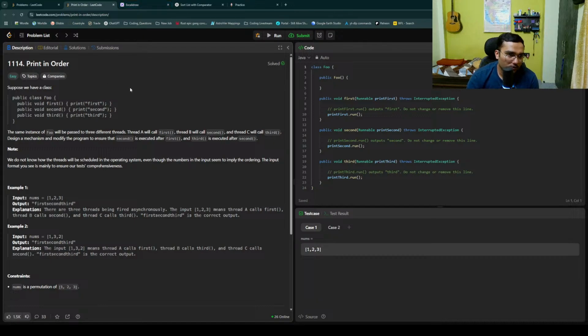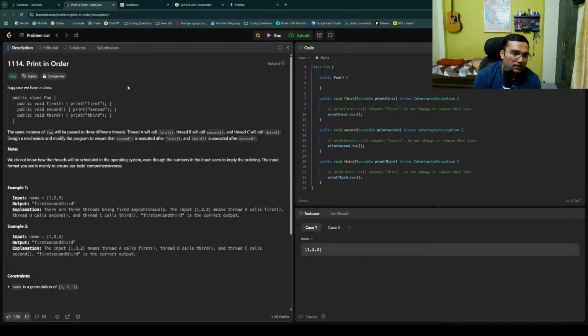Print in order. Suppose we have a class, public class Foo, which has three functions, first, second, and third, and they just print the words first, second, and third. The same instance of Foo will be passed to three different threads. Thread A will call first, thread B will call second, thread C will call third. Design a mechanism and modify the program to ensure that second is executed after first and third is executed after second. We do not know how the threads will be scheduled in the operating system, even though the numbers in the input seem to imply the ordering. The input format you see is mainly to ensure our test's comprehensiveness.